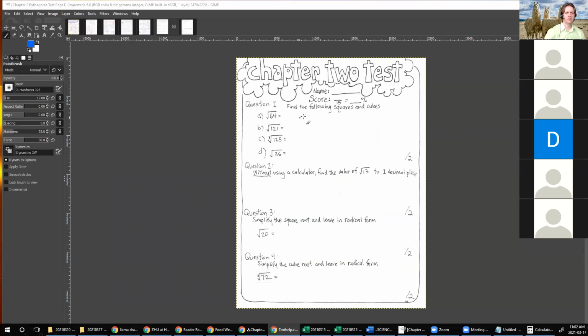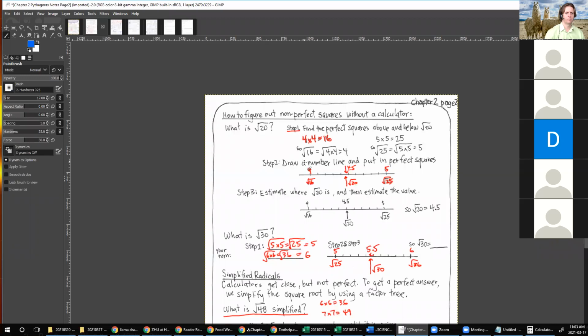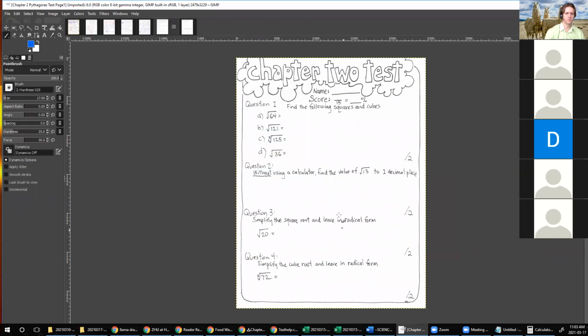And so this is it. Find the following squares and cubes. Just remember, there's a cube here. These are all squares. And we're looking for numbers that multiply to make those. So again, go to page 1 and look at how you did them. You should be able to ace those. Question number 2, without using a calculator. So here's the example. Find the value of the square root of 13 to 1 decimal place. That's fine.